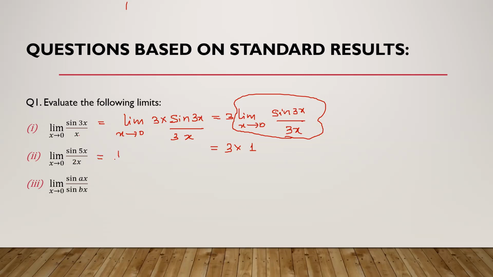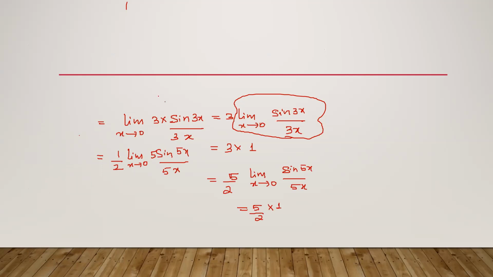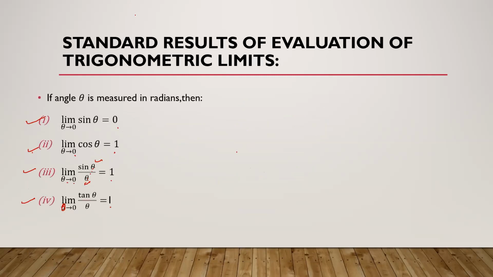So this is a constant, write it here. Limit x tends to 0, sine 5x by x. Multiply and divide with 5. So this is 1 by 2, this constant 5 will be written here. Limit x tends to 0, and here you will get sine 5x by 5x. So you will get 5 by 2 into 1. Okay, so Umair, please note down the formulas.